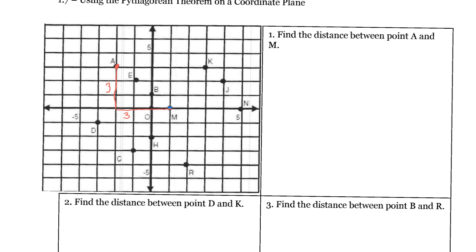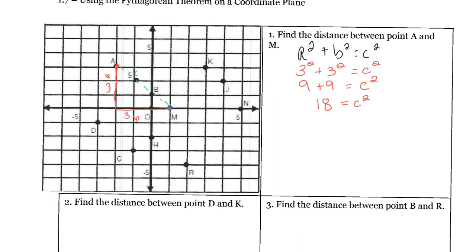Okay, so this really creates our triangle, right? Because we want to figure out how far apart they are. So this 3 and 3 is our A and our B, and the distance between is C. So let's find that distance. A squared plus B squared equals C squared. So we have 3 squared plus 3 squared equals C squared. We know 3 squared is 9. So now we do 9 plus 9 is 18 equals C squared.